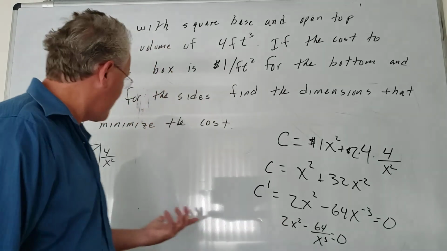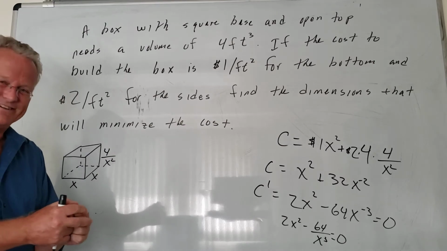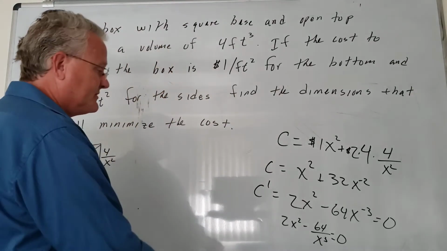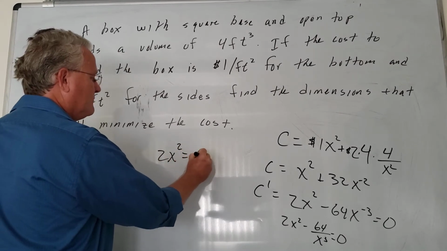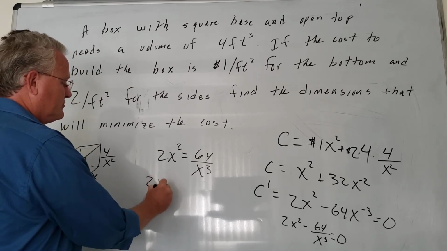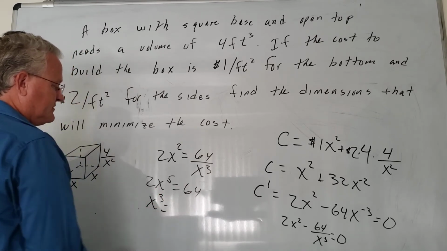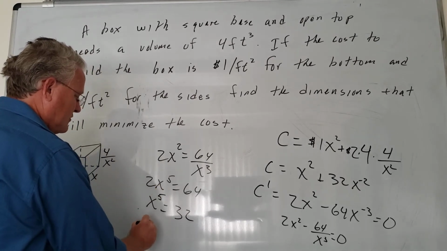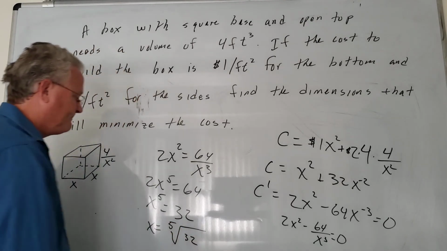But we can throw that away, because if x is 0, there's not going to be a base, right? So we don't need to worry about that critical number. Let's solve when it's 0. When I add 64 over x cubed to both sides and multiply both sides by x cubed, we get 2x to the 5th equals 64. So x to the fifth is 64 over 2, which is 32. So x is the fifth root of 32.